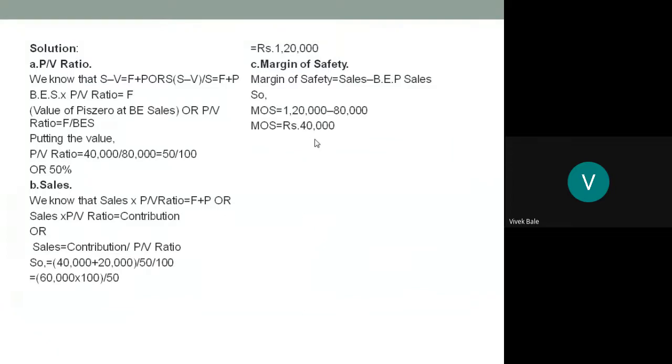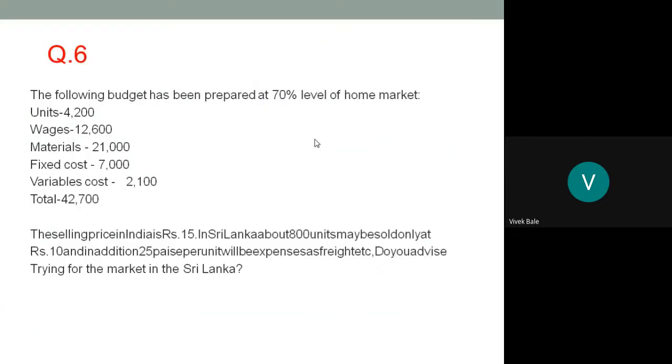And now one more crux question I am going to discuss with you today. This is a budget which has been prepared at 70% level for the home market. Home market means for India. The company has prepared a budget at 70% level for the Indian market, and the budget consists of 4,200 units being manufactured. For wages, 12,600 rupees are given.